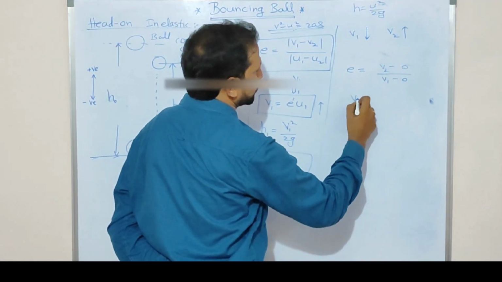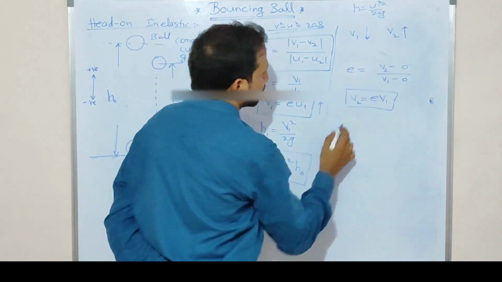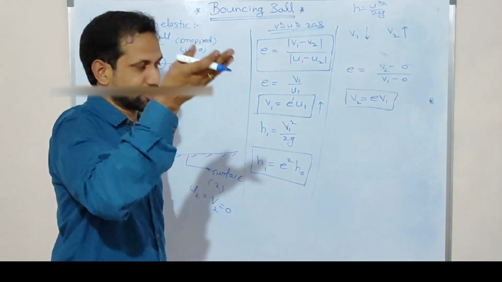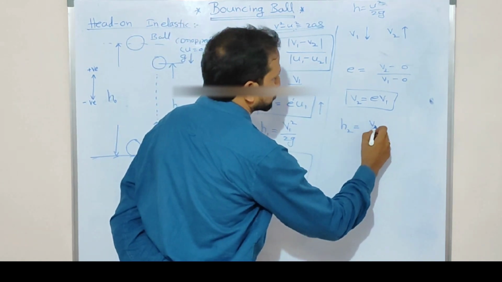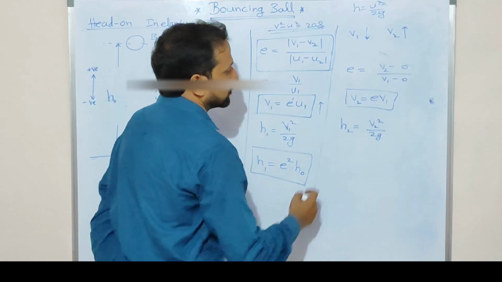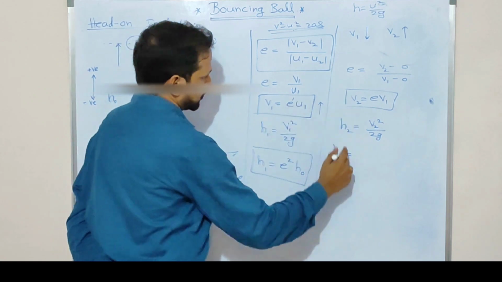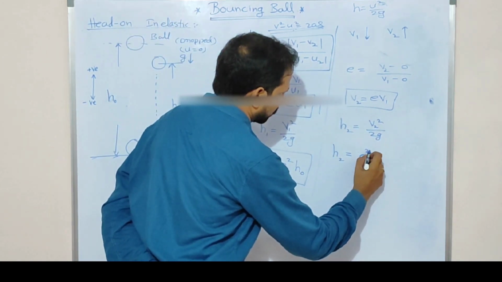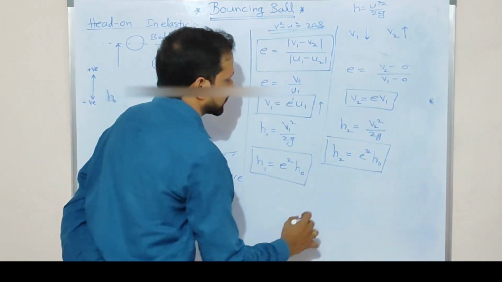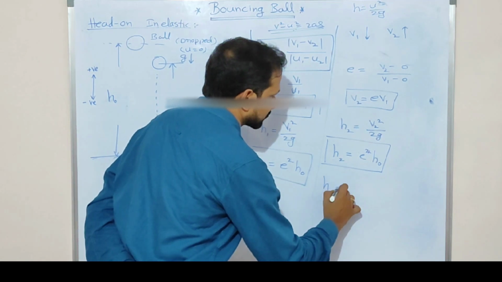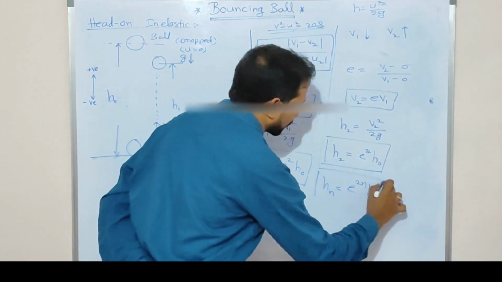If you take this again, V2 equals e times V1, and with this V2 it can go up to height h2, that is h2 equals V2 squared by 2g. If you substitute there, trust me, you will get V1 as this, and substituting again you get e power 4 into h0. In general you can generalize this: the height after the nth collision equals e power 2n into h0. This is the formula that you can have.